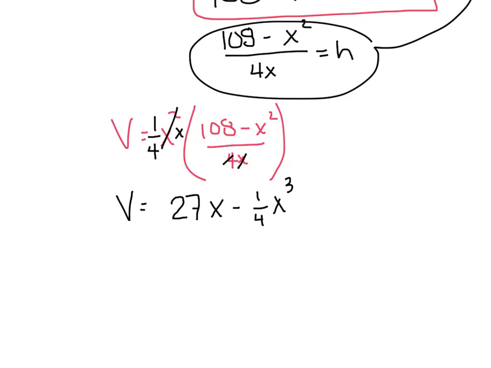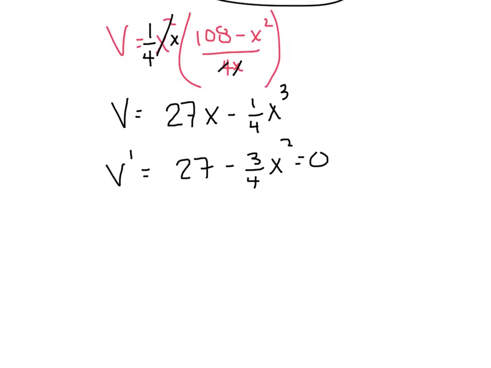Do you see how much nicer that function is to take the derivative of than this mess? All right, so slow down and apply some steps. It will make your life easier. Now I'll take my derivative. So I've got 27 minus 3/4 x squared equals 0. So I've got 27 equals 3/4 x squared. So that's 108 equals 3x squared.